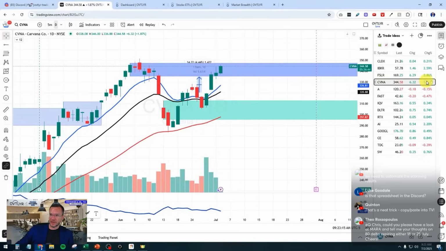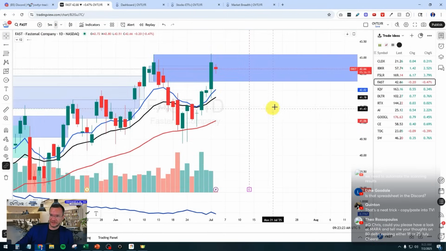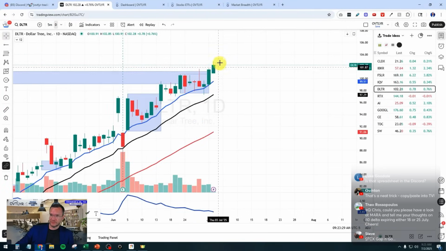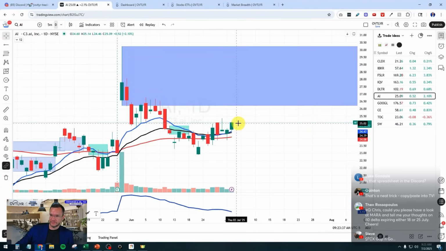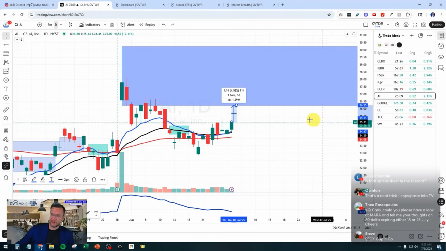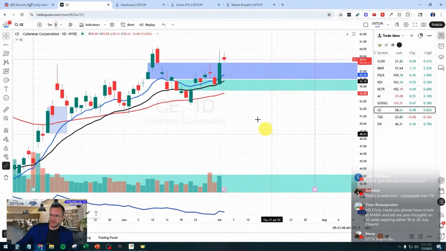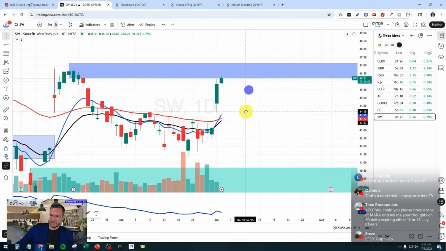Carvana, inside of an order block. So in this case, Steve was asking earlier about colors. I'm just going to delete that guy. I don't even want to see it again. A, inside an order block. Fast, inside an order block. IQV, looking good so far. DLTR, looking good so far. RTX, formerly Raytheon, where I used to work. Order block, too close for me. I would delete that. AI, maybe. 4.5%. Okay. Google, we've got some room up here. Plenty of room there. CE, that looks all right. TDC, order block. SW, order block.